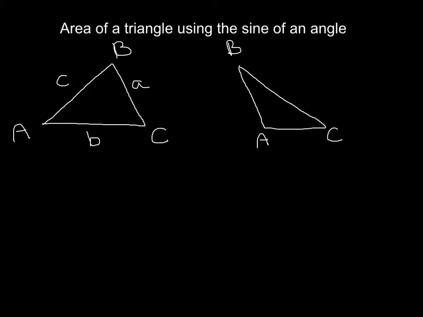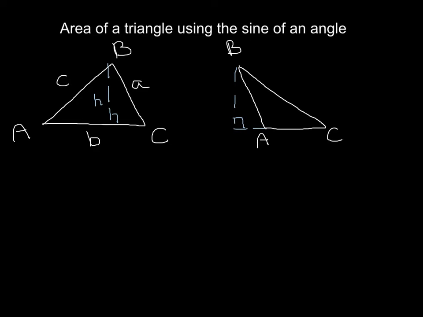This lesson is to find the area of a triangle when we don't know the height of the triangle. We're going to do this by using the sine of an angle in the triangle and two of its sides. I have an acute triangle shown here as well as a triangle with an obtuse angle in it, and I'm going to draw in the height on both of these triangles. The height on the triangle with the obtuse angle is outside of the triangle.